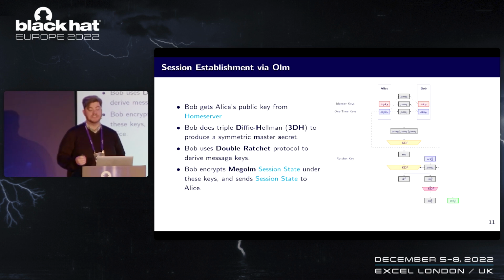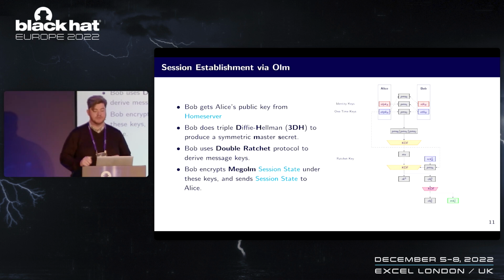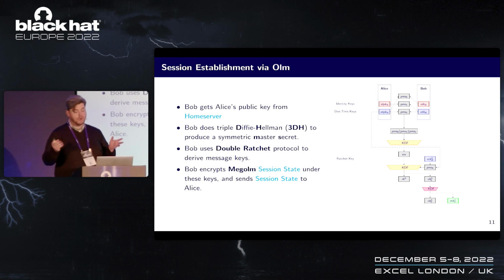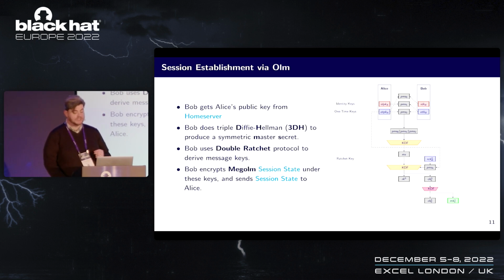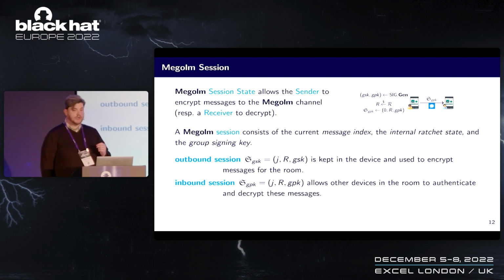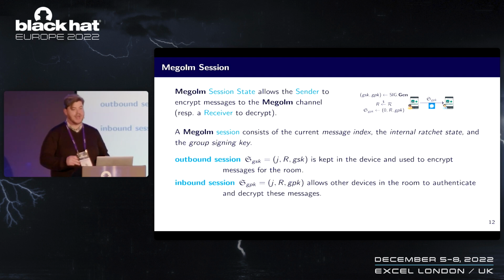This Megolm session state is actually what's going to be used to encrypt messages from Alice to the rest of the members of her group. So Bob does triple Diffie-Hellman, he does double ratchet to derive a message key, and then he's going to use that message key to encrypt the Megolm session state. The Megolm session state is actually what's going to be used to encrypt messages from Alice to the rest of her room. So what does this actually consist of?